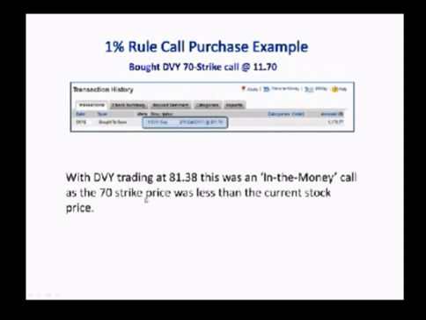So let's look at an actual example. Our transaction history shows that we bought the DVY, that's the dividend ETF. We bought the September 70 call at 11.70. At the time, DVY was trading at 81.38. So we bought the 70 strike call with the stock trading at 81. That was an in-the-money call option.